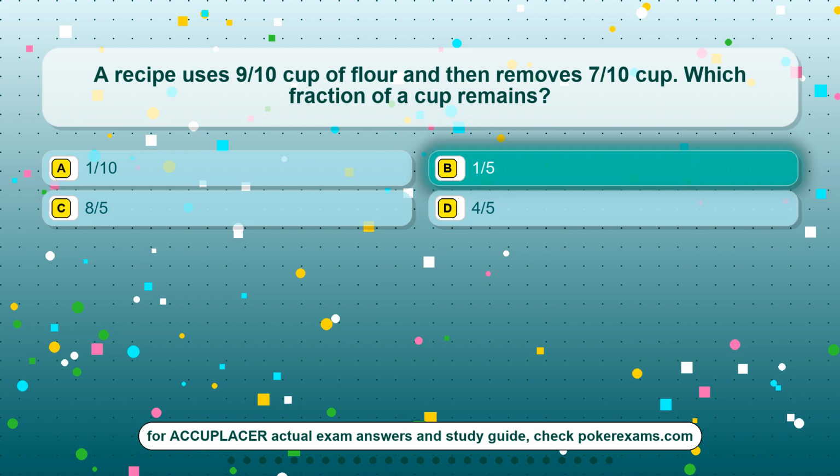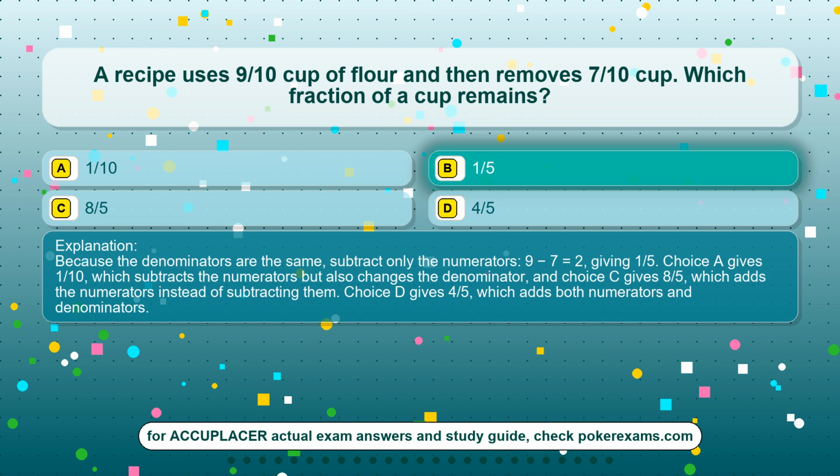The correct answer is option B, 1/5. Because the denominators are the same, subtract only the numerators. 9 minus 7 equals 2, giving 1/5. Choice A gives 1/10, which subtracts the numerators but also changes the denominator, and choice C gives 8/5, which adds the numerators instead of subtracting them. Choice D gives 4/5, which adds both numerators and denominators.